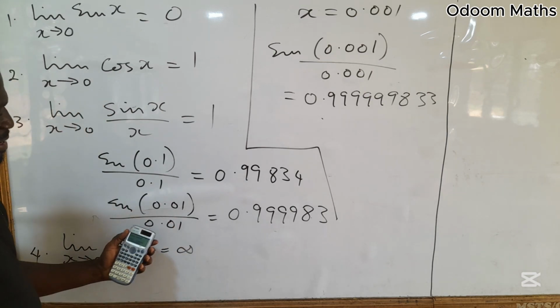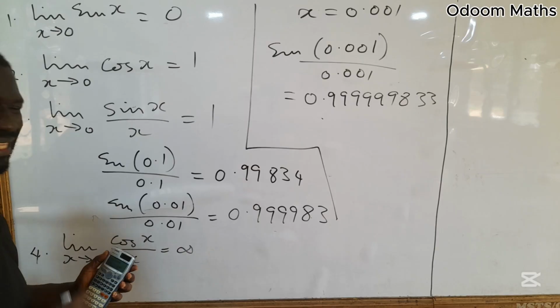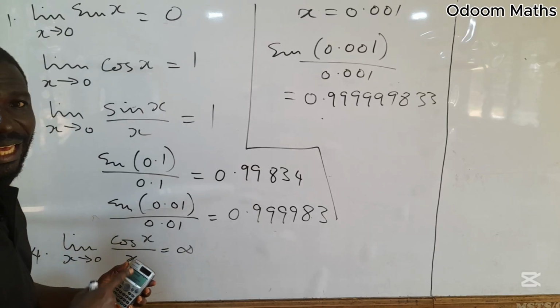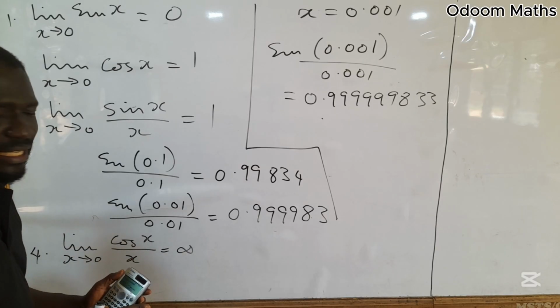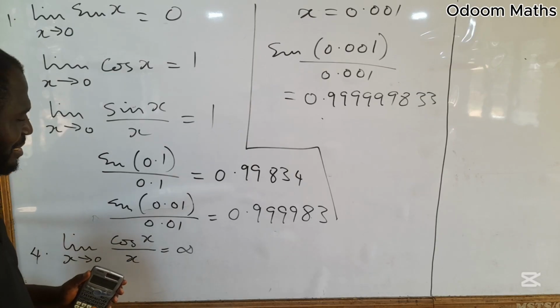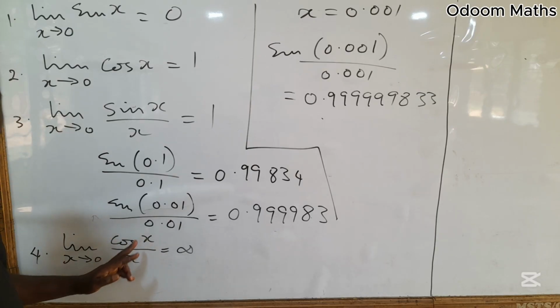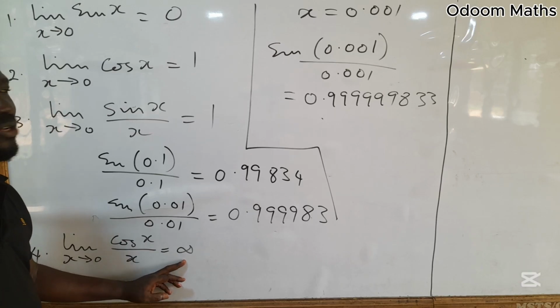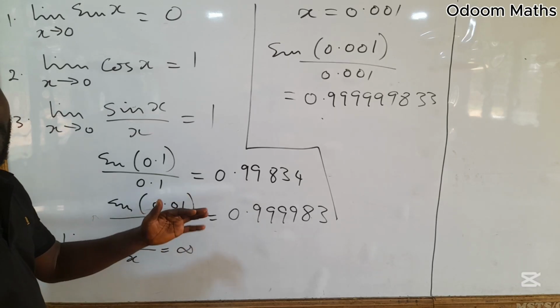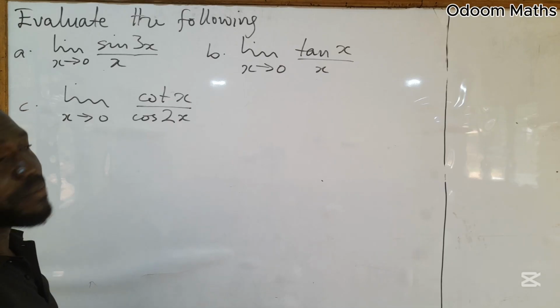So it says math error, which is not really a math error; the calculator cannot write the answer. So the answer is infinity. That is infinity, very large. So cos x over x is infinity. Okay. Now let's look at some examples.